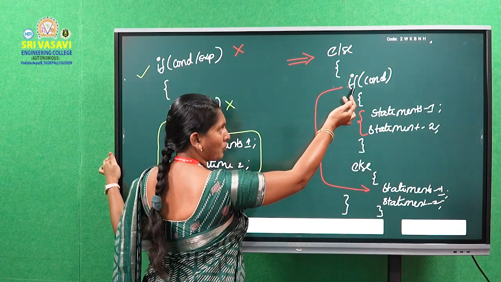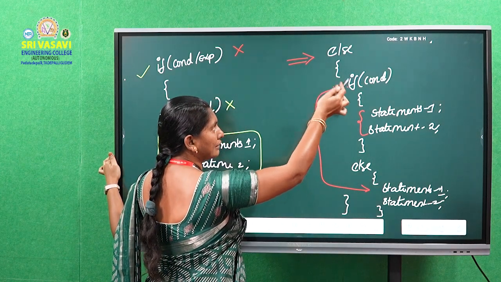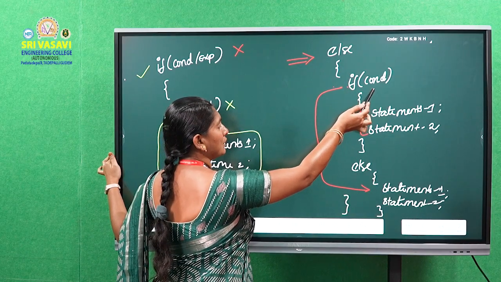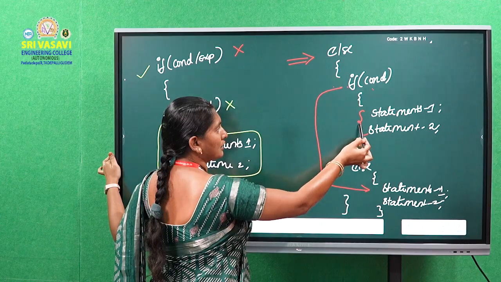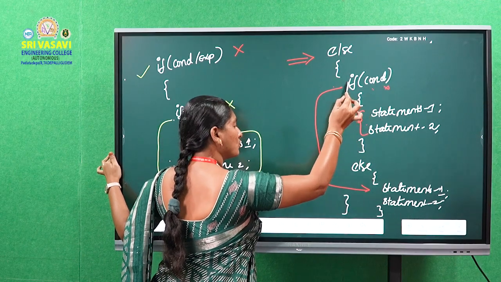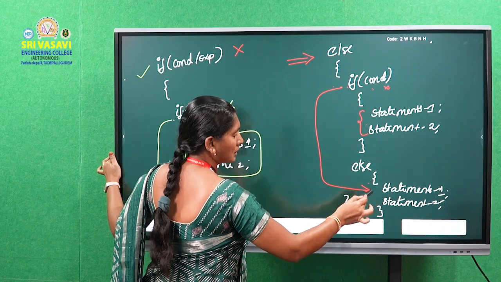Then we are having one more if, which lies inside this else. So now the compiler will check this condition. If the condition is true, then it will execute the statements in this if block. Suppose this condition also fails, then it will execute the statements in else.